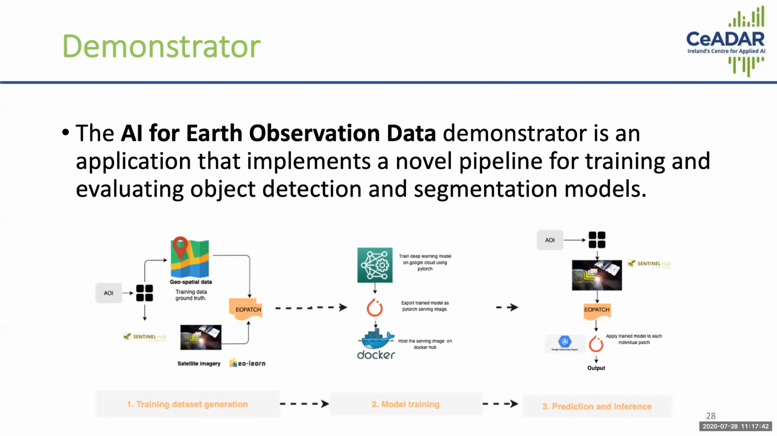So to move on to the demonstrator itself, the AI for Earth observation data demonstrator, it's an application that we've developed that implements a novel pipeline for training and evaluating object detection and segmentation models using Earth observation data. So there's a brief overview of the pipeline here, and I think Anthony is going to discuss this in more detail within the demonstrator itself. So essentially it's enabling the training of a data set, training the model then from that data set, and then producing the model that can do prediction and inference then on new examples.